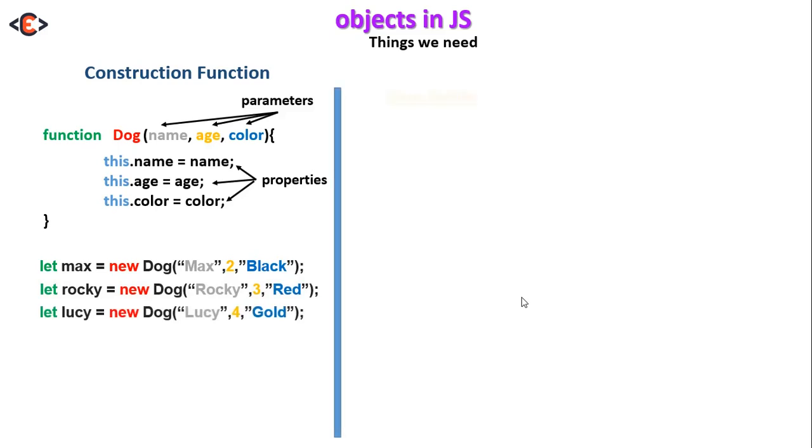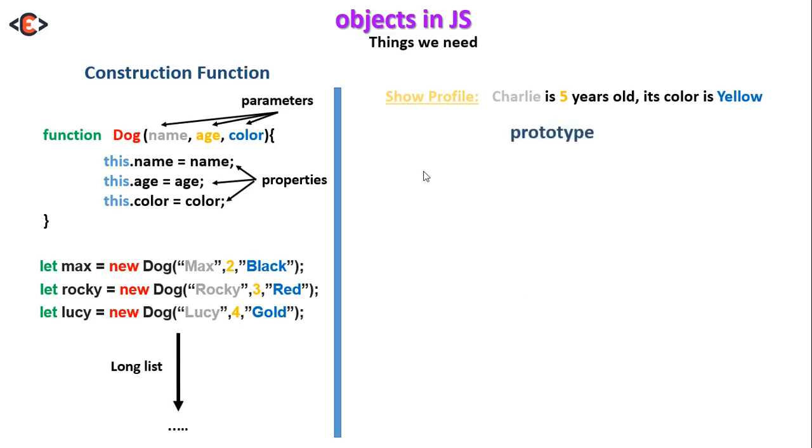Now the problem here is, let's say we need to show the profile of every dog using this template, and we have a very long list. So it will be hard to go over them all one by one to show the profiles. So what is the solution? The solution here is prototype.